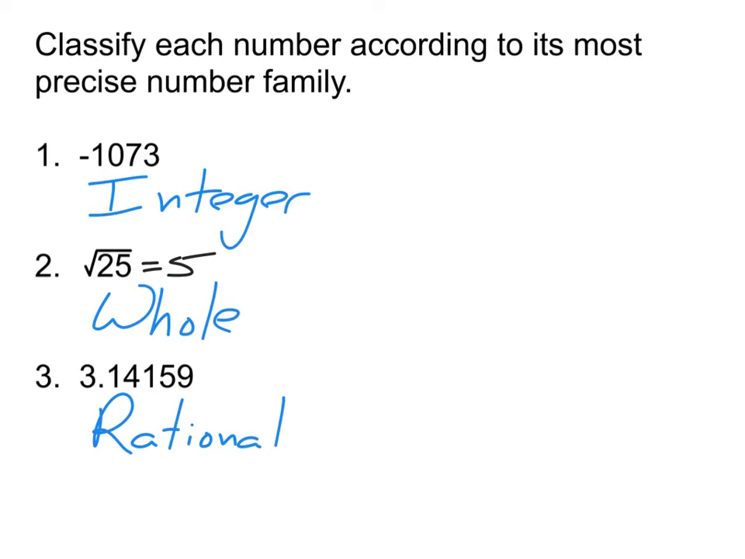See, that one's tricky because you actually have to look at it and think, is it 3.14159 or is it pi? And in this case, it is just 3.14159. It's not the whole decimal, it's just that piece of it.